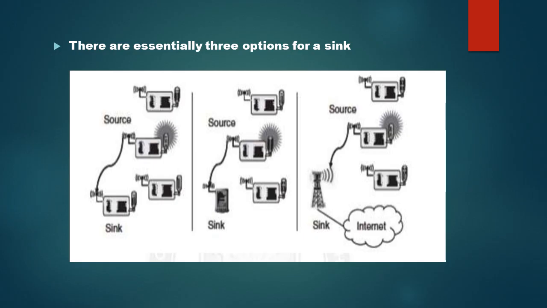In the second part, the sink node acts as a PDA, where a person can take the information from the sink node. In the third part, the sink node can act as a base station. The source node gets the information and it is given to the sink node. From the internet, we can access the information from the sink node.